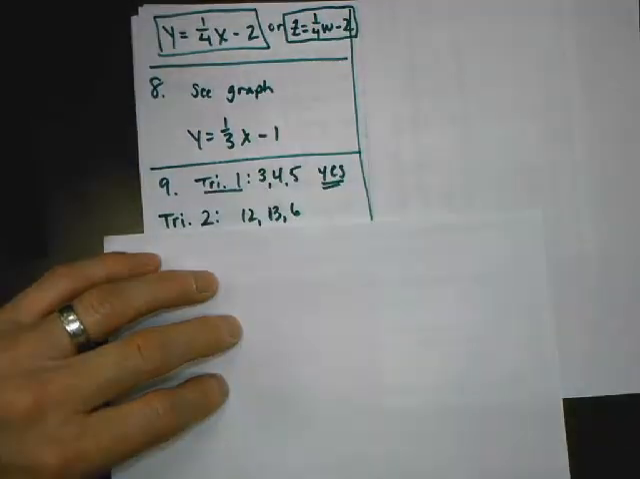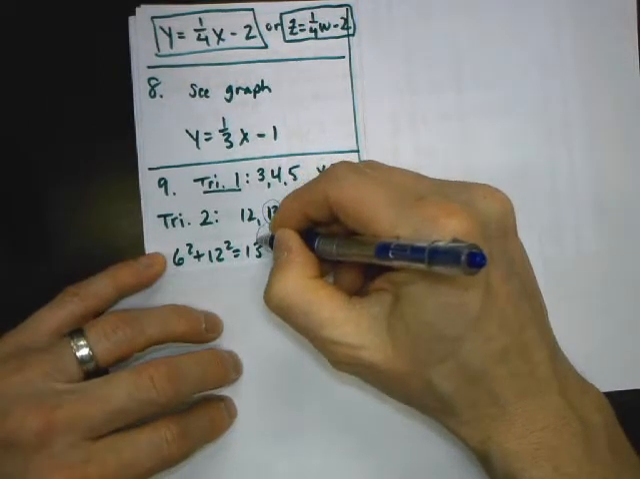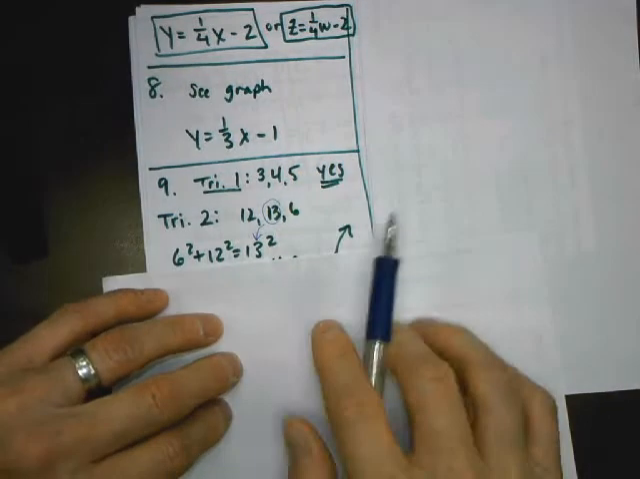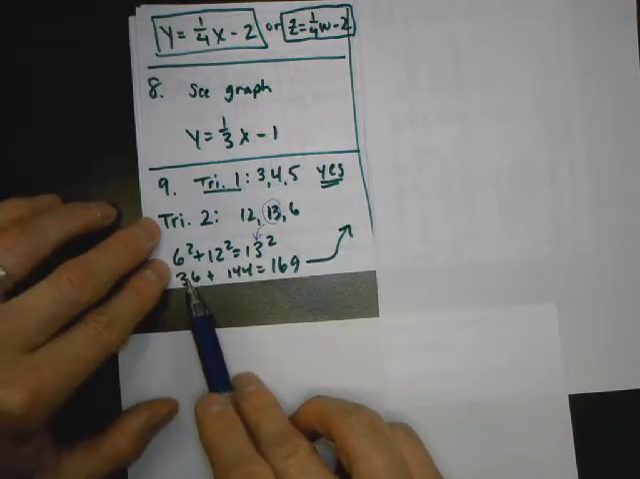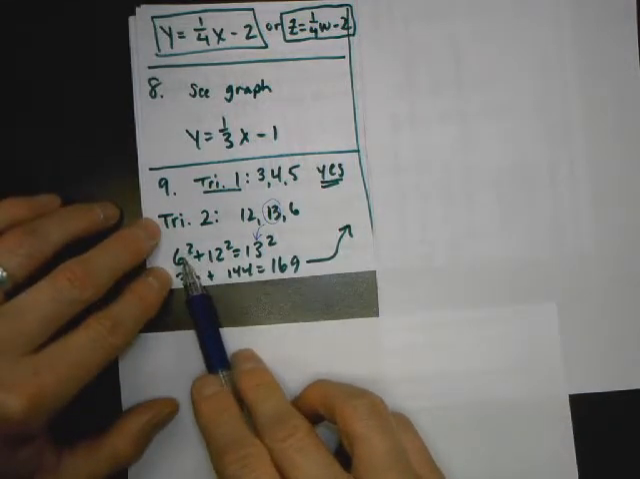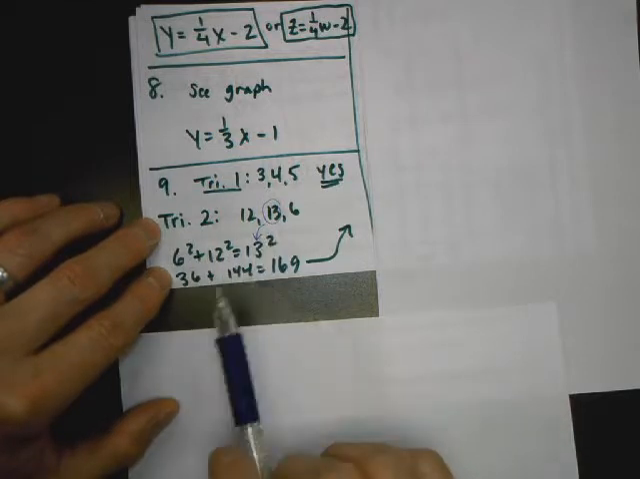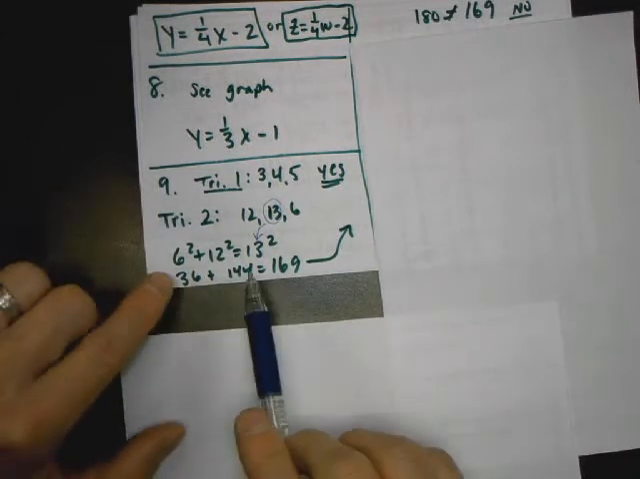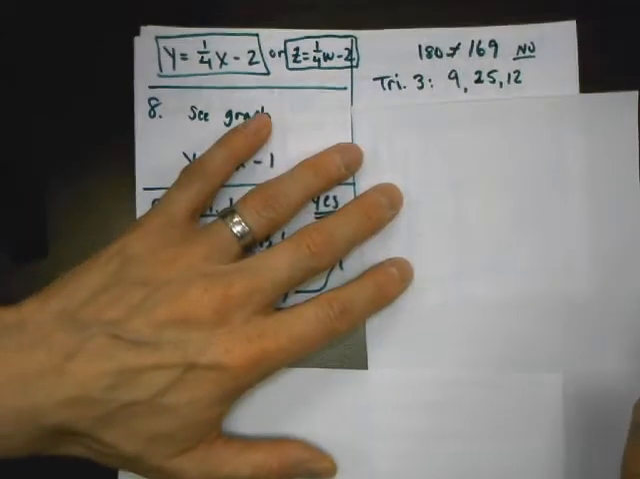We don't know if that's a right triangle, so I make sure that I use the biggest one as the hypotenuse, or the c. The other two don't matter. I go 6 squared plus 12 squared equals 13 squared. I simplify: 6 squared is 36, 12 squared is 144, 13 times 13 is 169, and when I add these two, that doesn't equal 169, so that won't make a right triangle.